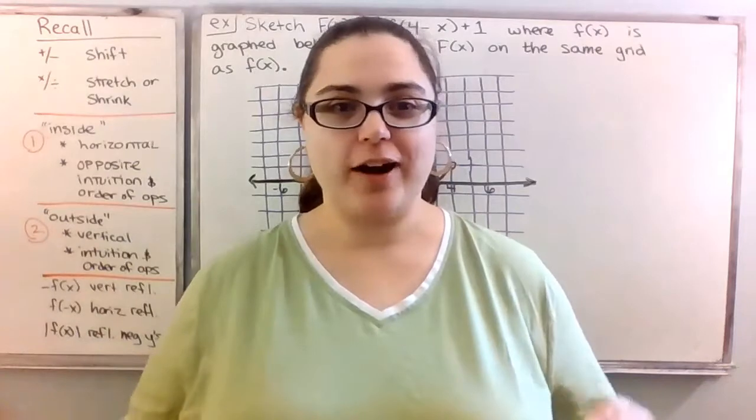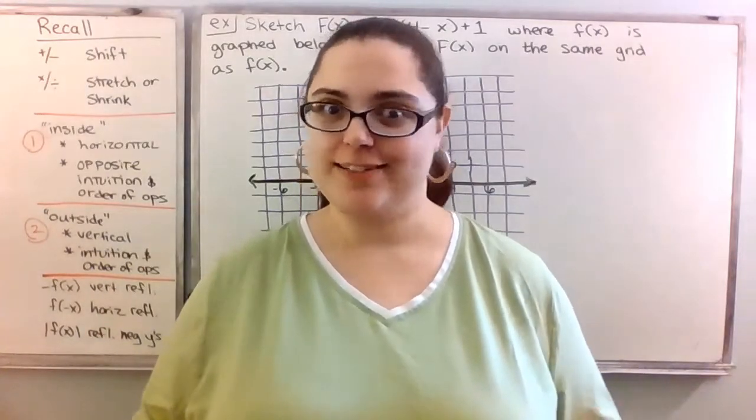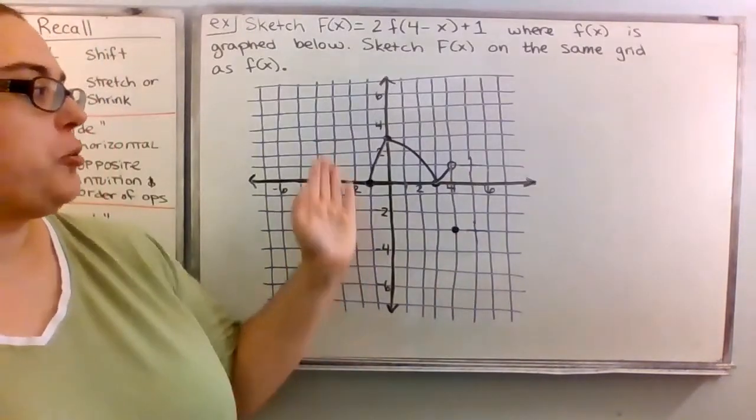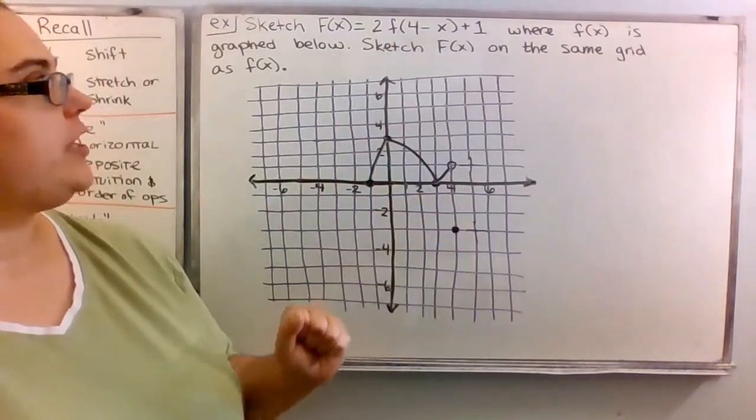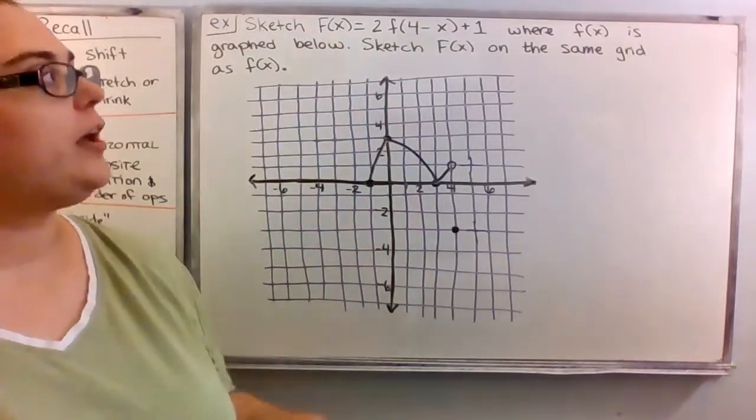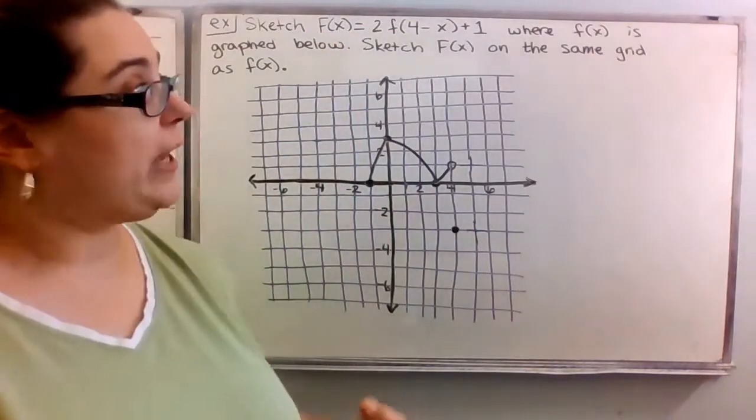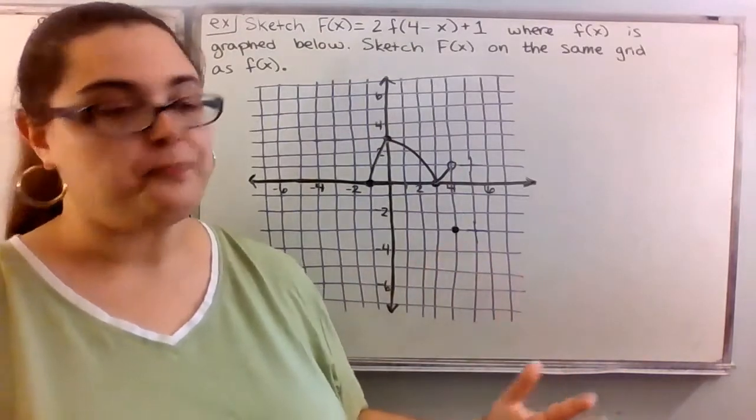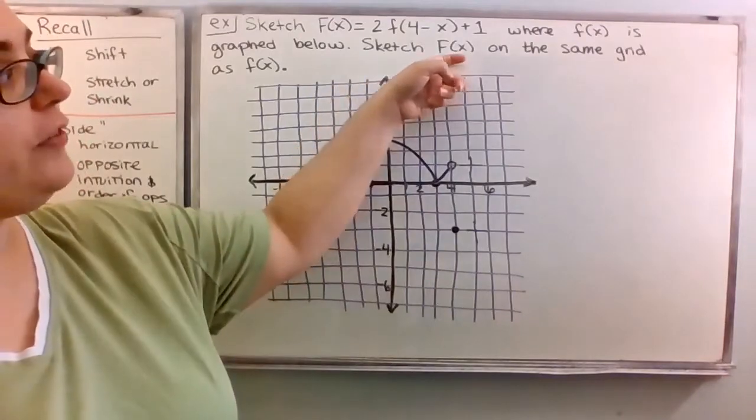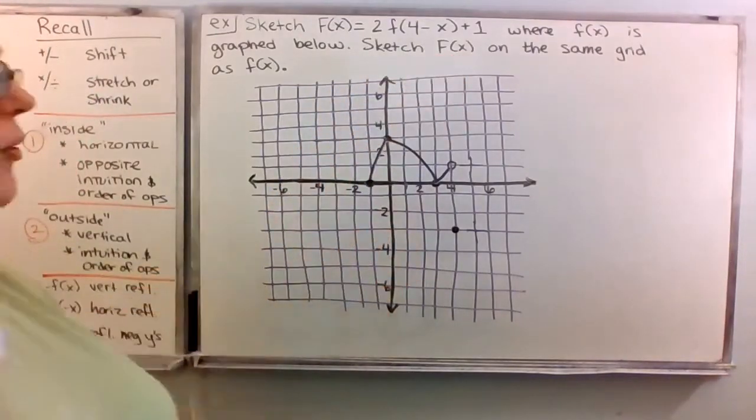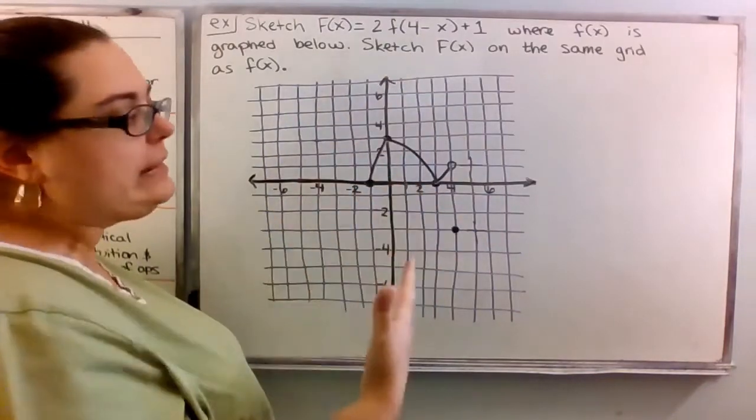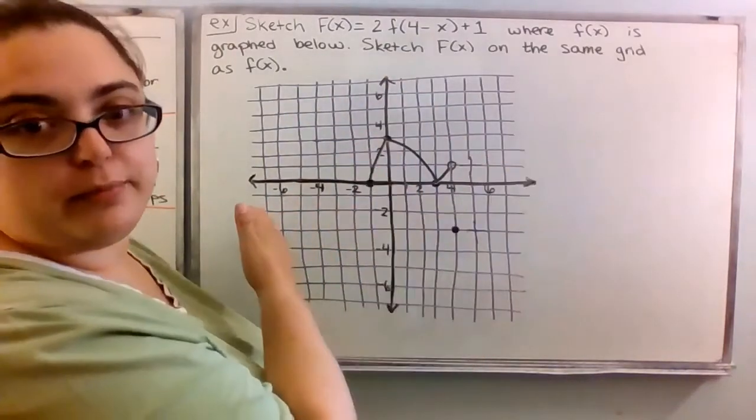Alrighty, so it's time for our final example in this video, and it's a bit of a doozy. So we have this beautiful function, lowercase f of x, that's been graphed. And we've been asked to sketch capital F of x, which is 2 times lowercase f of (4 minus x) plus 1. It also tells us to sketch capital F of x on the same grid. So I drew these purple lines to indicate to myself where everything was to make it easier to count out the movement.